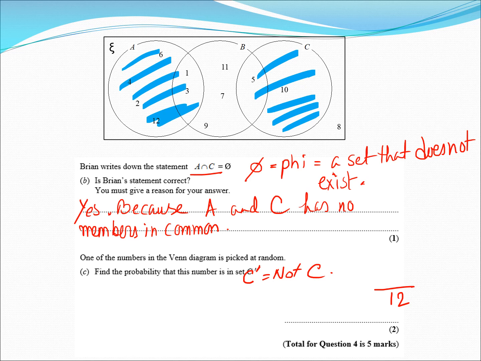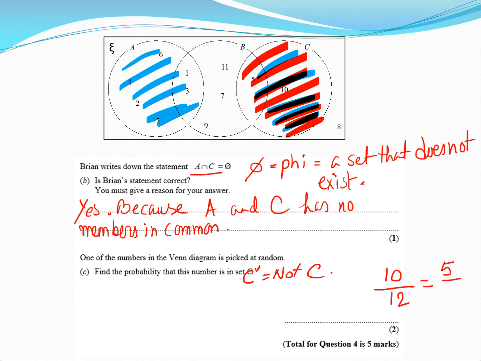And how many are not C? Let's just identify C. We're saying this is C. And we can see there are only 2 members in set C. So how many members are not in C? There are 12 members altogether, 2 are in C, so 10 are not in C. You can even simplify the fraction, 5 out of 6. And that is a 5-mark question for you.